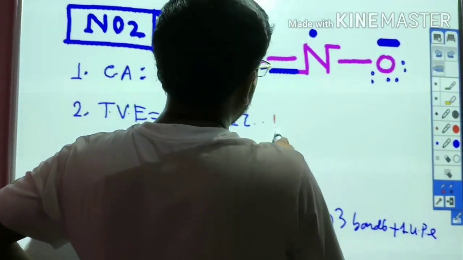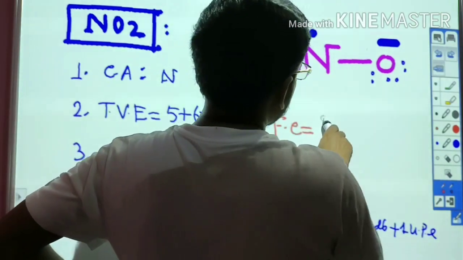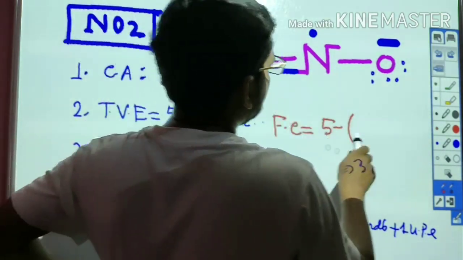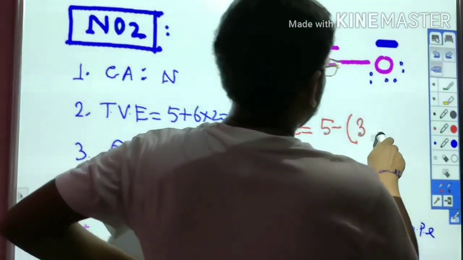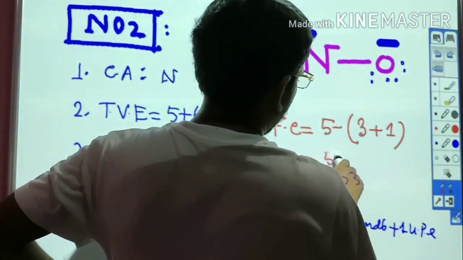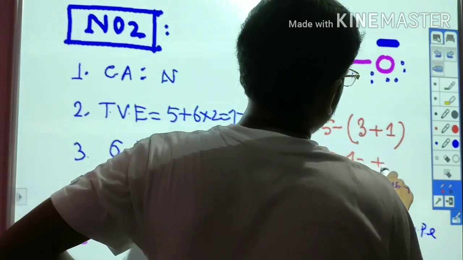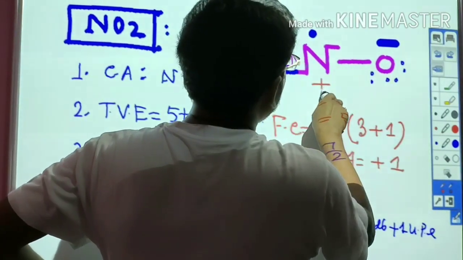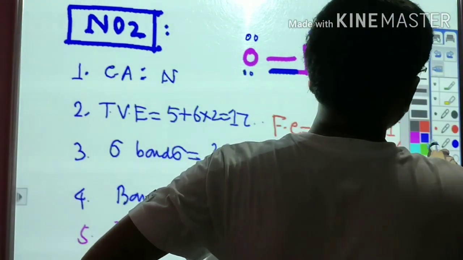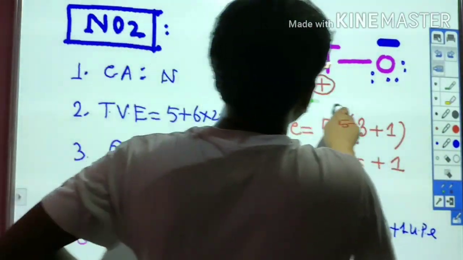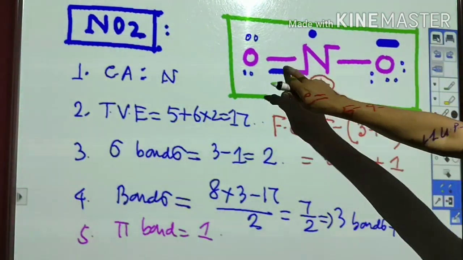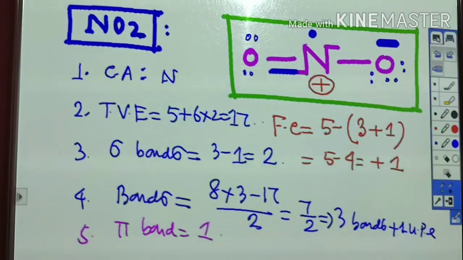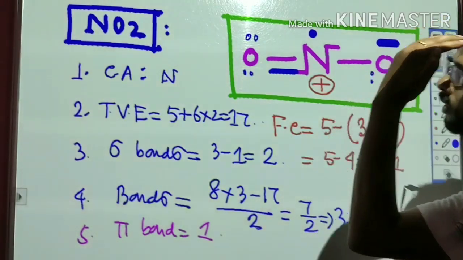Let me calculate the formal charge. Formal charge equals valence electron: nitrogen has 5. How many bonds? 3. How many lone pairs? Only one electron, so plus 1. That will give you 5 minus 4, which is plus 1. So this will carry plus 1 formal charge. This is the Lewis structure for NO2. You can put the pi bond either here or here, that does not matter.